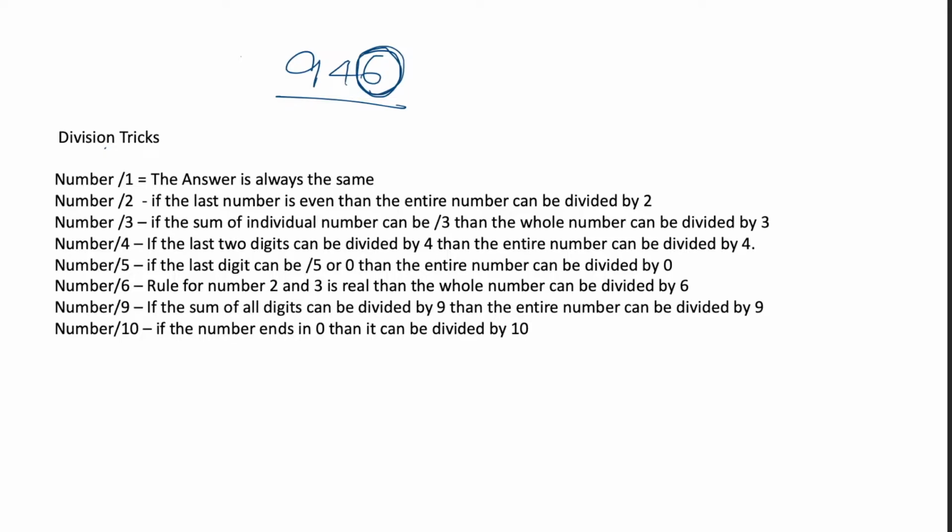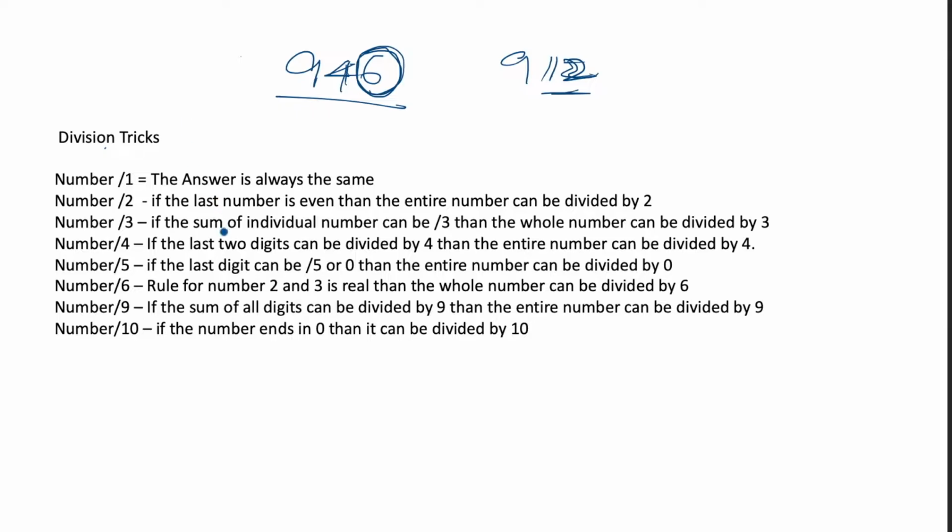Let's say 4. Division of 4: if the last 2 digits of the number can be divided by 4, the entire number can be divided by 4. So 946, 46 cannot be divided by 4, right? So if you divide this number, you will definitely have a decimal place. But if I give you 912, 12 can be divided by 4. So if you punch in 912 divided by 4, it will give you a whole number.